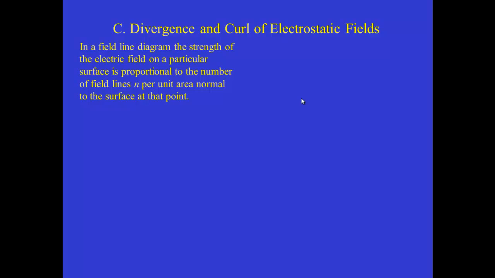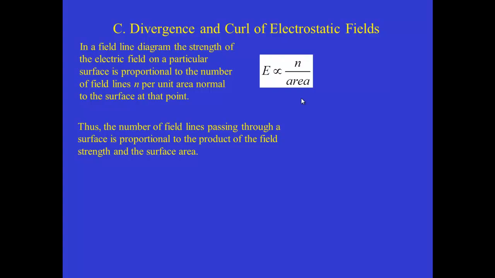In a field line diagram that's properly constructed, the strength of the electric field on a particular surface is proportional to the number of field lines n that are counted per unit area normal to the surface at that point. We can express this in a proportionality relationship like this, that E is proportional to the number of field lines per unit area on a surface. Therefore, the number of field lines passing through the surface, if we just use this equation to solve for n, is proportional to the strength of the electric field on that surface times the area.